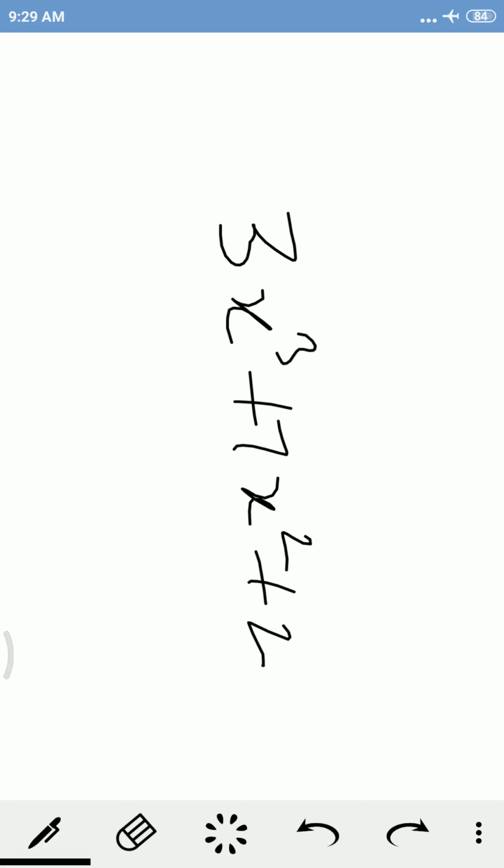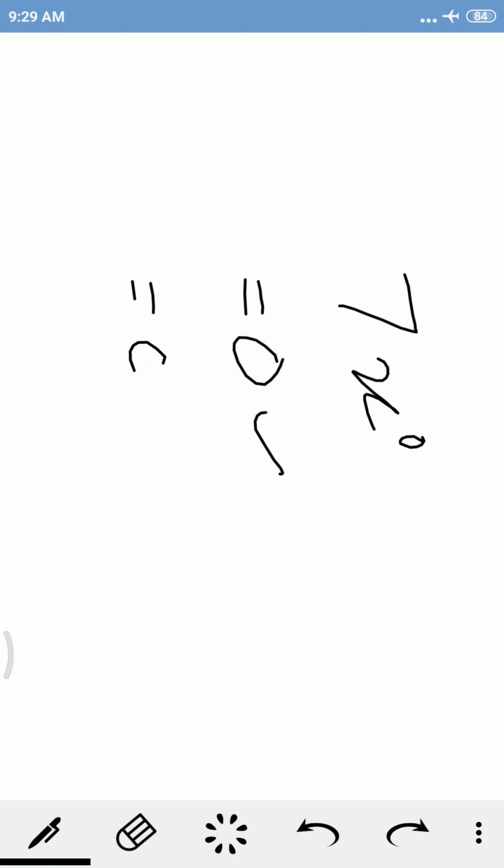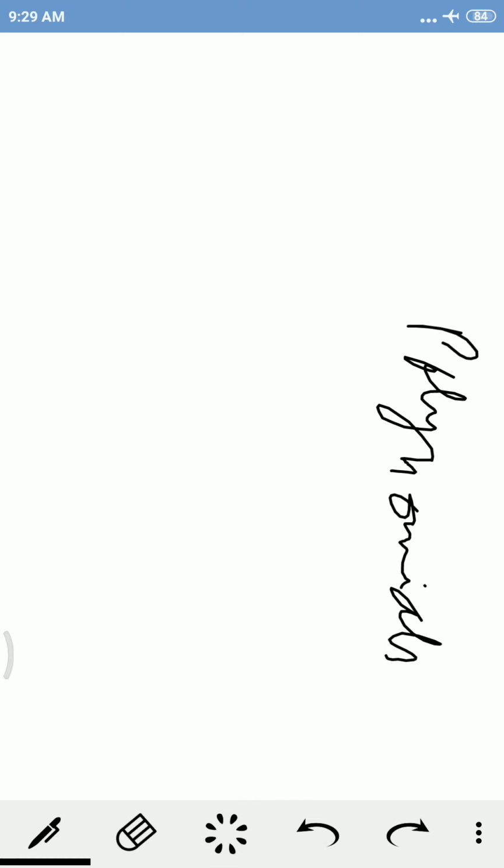If I write 3x cube plus 7x square plus 2, its degree will be 3 because the highest power of x is 3. Now in case of a constant polynomial like 7, we can write it as 7x raised to the power 0, so its degree is 0. So it is a constant polynomial. So now we will discuss types of polynomials on the basis of their degrees.